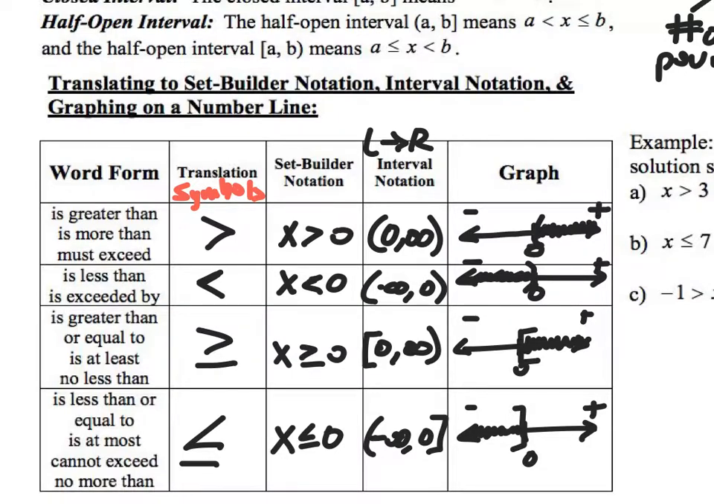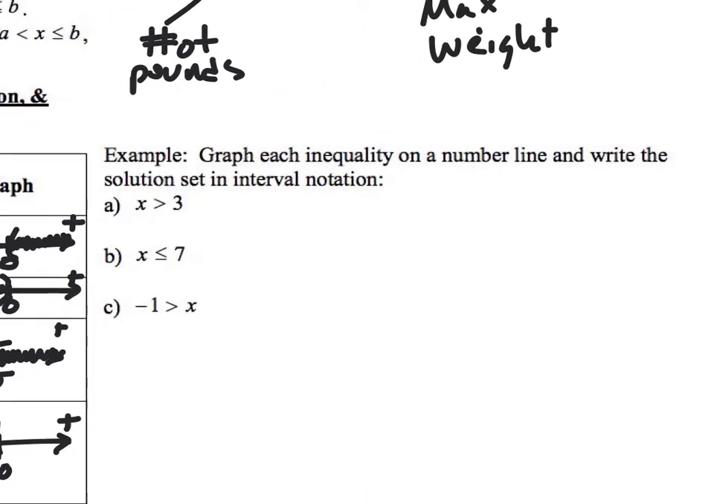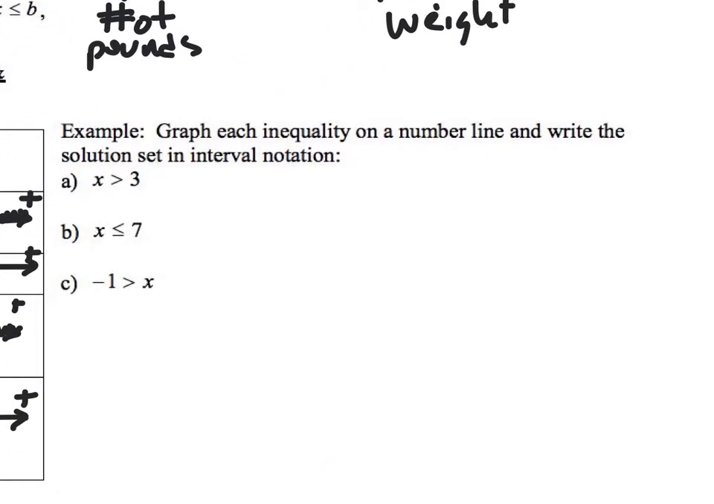So let's do this over here for A, B, and C. For A, I want to do x is greater than 3. If I wanted to graph it on a number line, let's do that first. That's the easier thing for me. Let's put a 0 in here, and then the number 3 that we're dealing with. What I know is that x is strictly greater than 3.